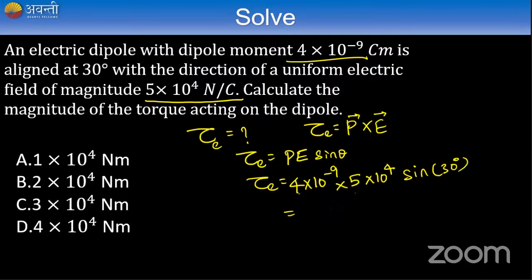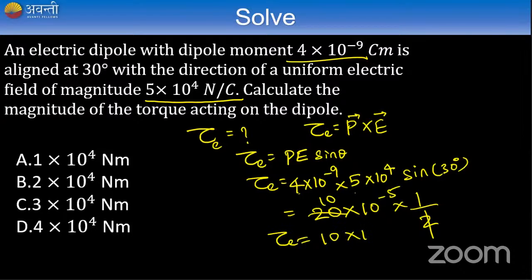What is sine 30 degrees? So this is nothing but 4 into 5, 20 × 10^-9 × 10^4. So -9 plus 4 is 10^-5. Sine 30 is 1 by 2. What happens here, guys? Tau E equals 10 × 10^-5. So this should be equal to 1 × 10^-4. Yes, cool, guys, awesome.